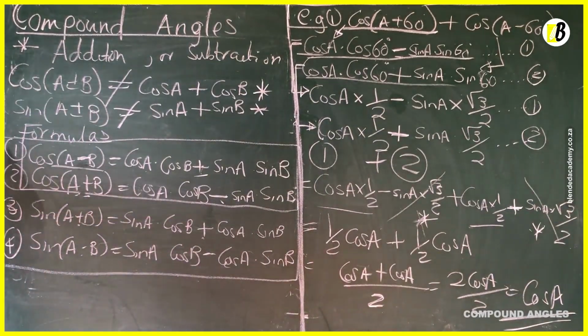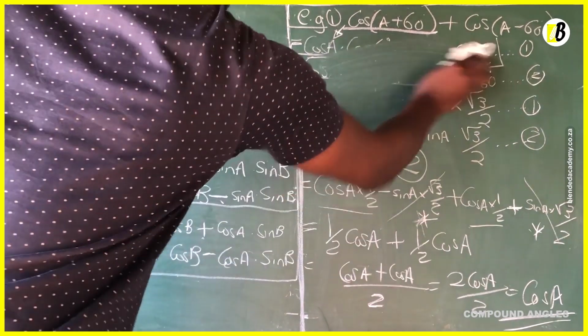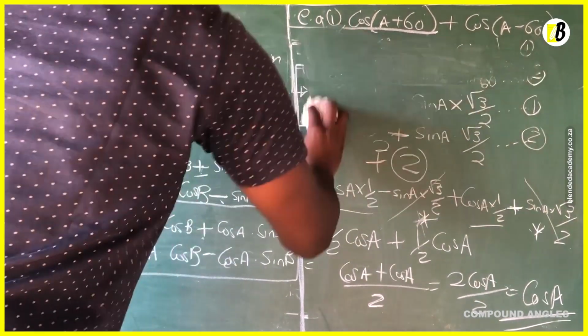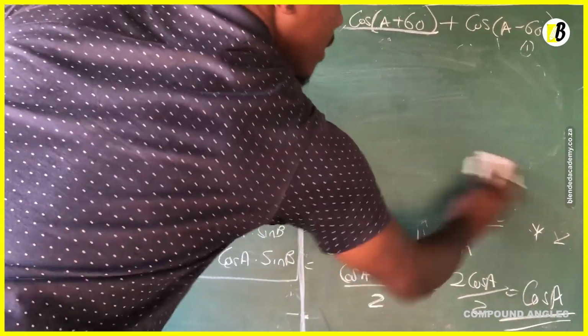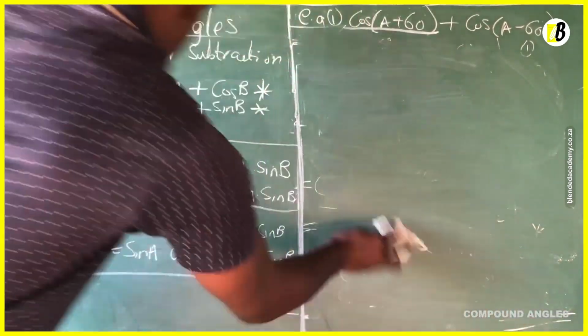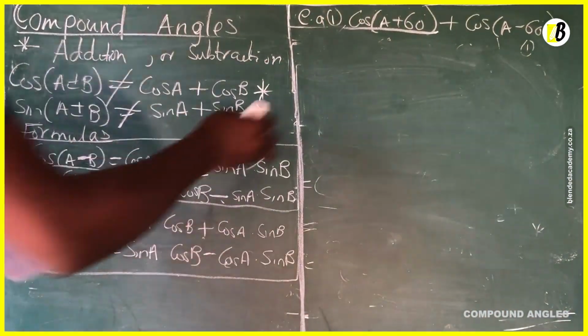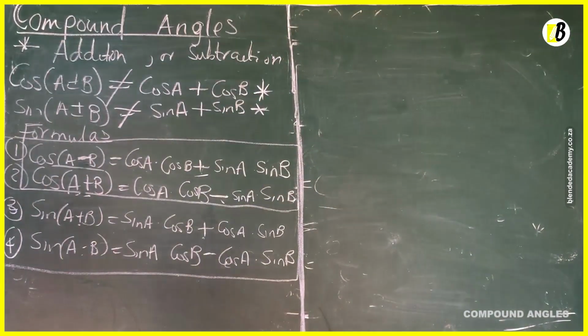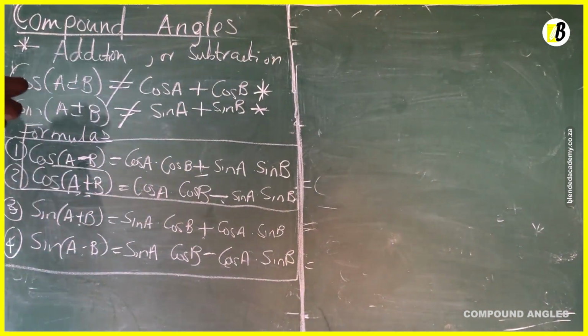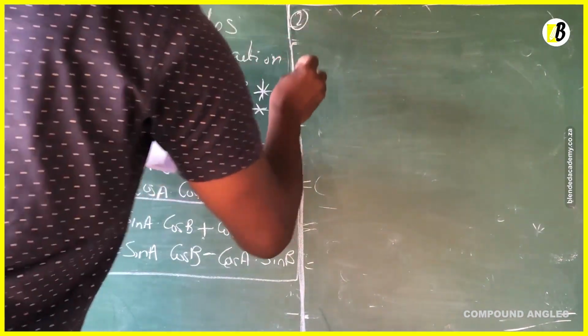Now let's do another example. Let me just clear this. Make some space for the second example. Okay, now we're going to be dealing with sine in the second example. We're going to be working with sine, and then we're going to solve that example in the following way.